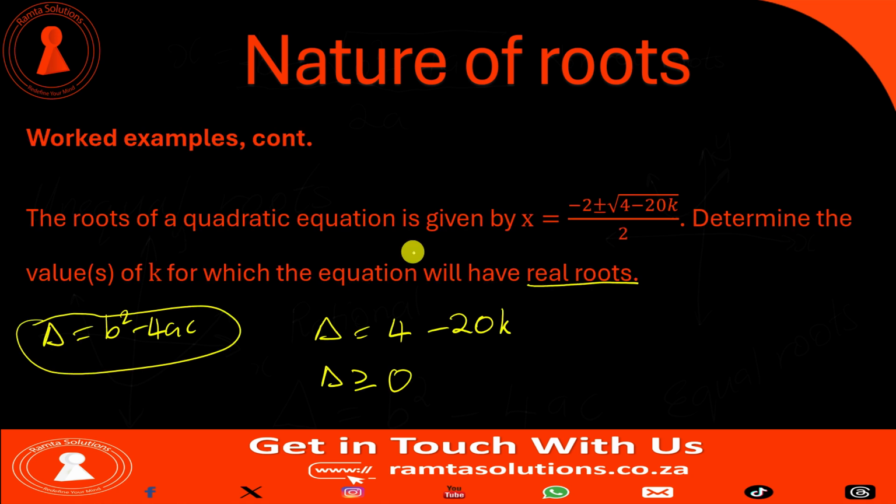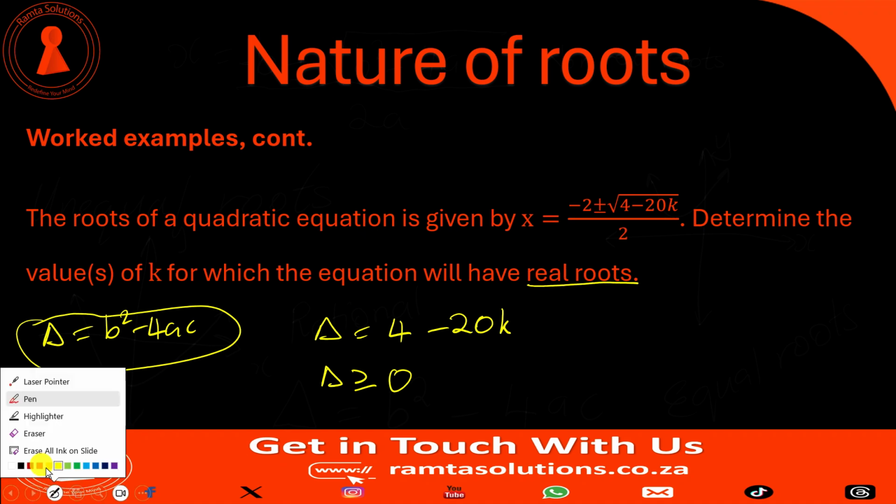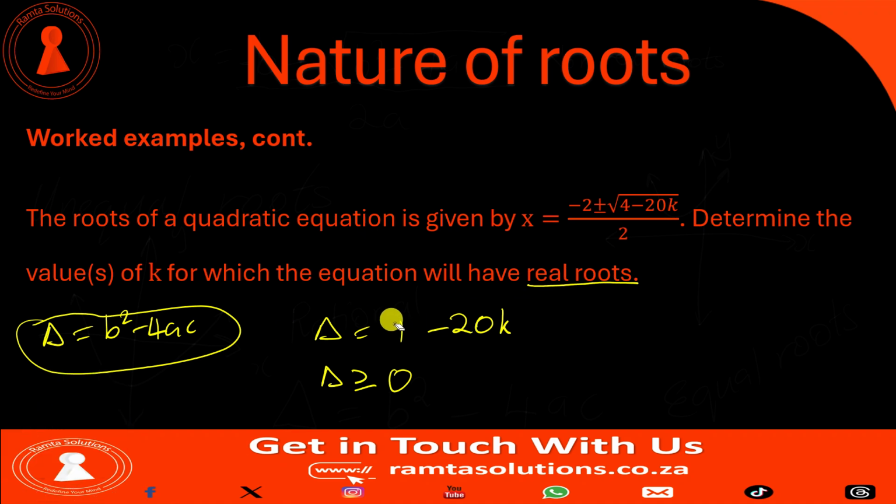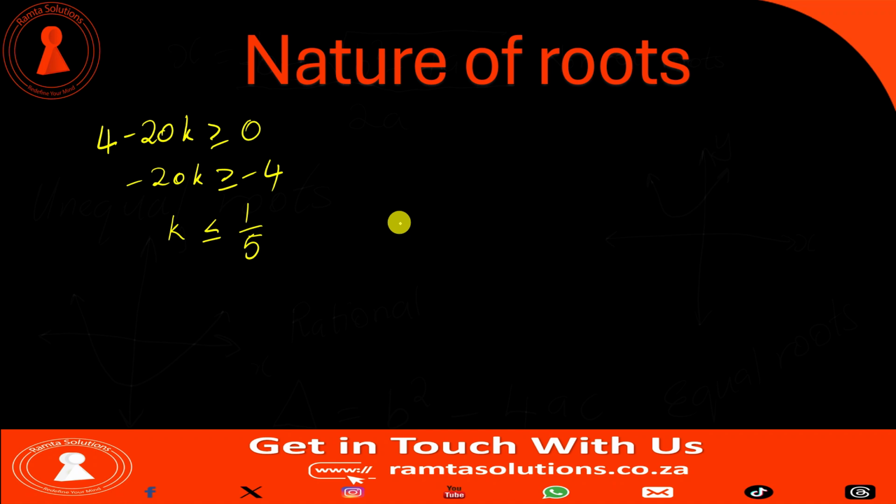Let's see. Ooh, my mistake. Sorry about this. I see my mistake. Oh no, I'm right. It's 4 minus 20k. I didn't make a mistake. It's 4 minus 20k, so we are good.